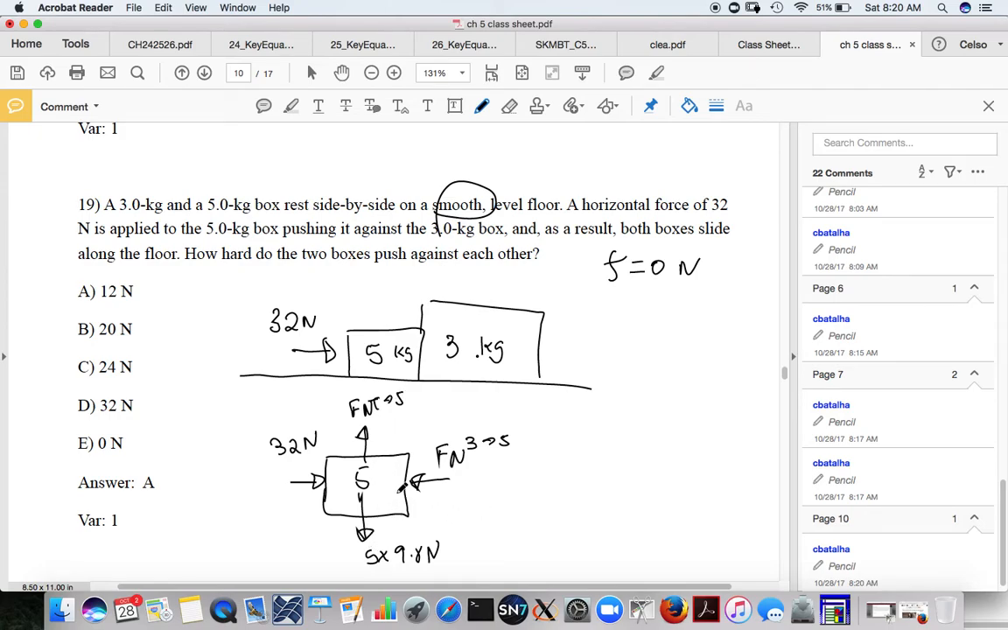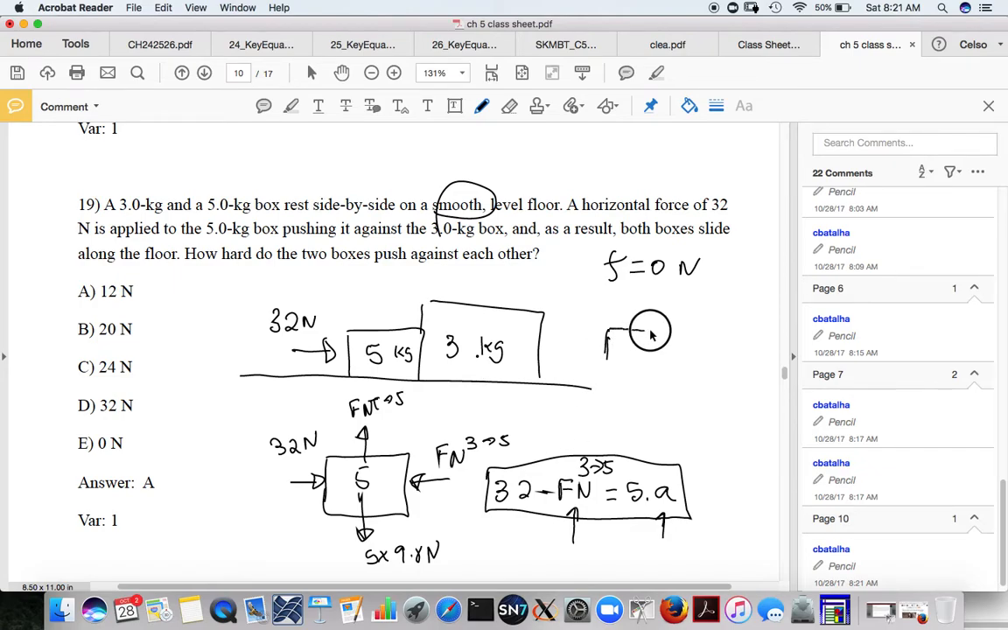These vertical forces will not help in the movement. So basically the 32 minus this force, which is 3 on 5, is equal to its mass times acceleration. Okay, so we got that thing. Cool. Now, I can't answer the question because I don't know the acceleration, and I don't know the force the block 3 exerts on block 5. So what I do next, I go to the other block.